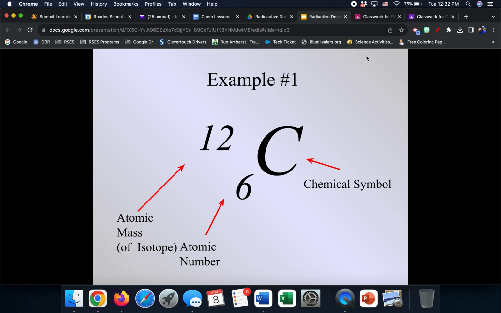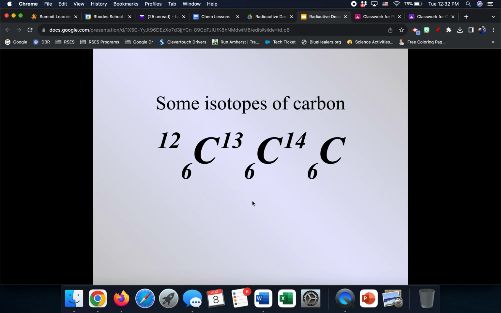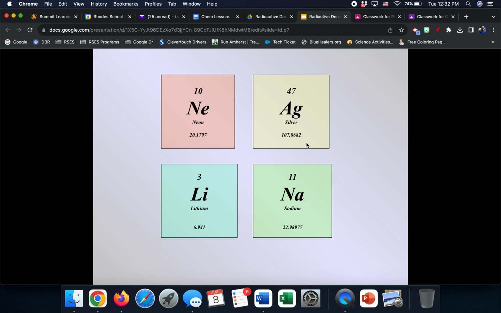So this is carbon, but the only difference is this carbon has one more neutron in it. And 14 minus 6, this would have 8 neutrons, but still be carbon. So some isotopes, carbon 12, carbon 13, and carbon 14, only differ in the number of neutrons they have.